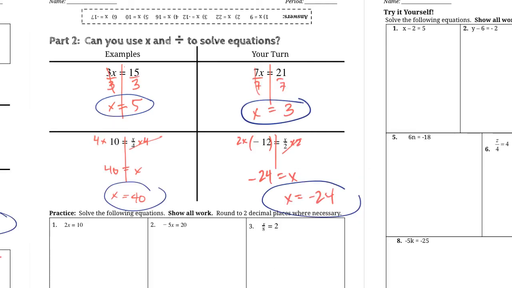So here we go. Here are the answers. For the first one, we needed to get rid of the 7 by dividing by 7. And 21 divided by 7 is 3. For this one, we needed to get rid of the divided by 2, so we had to multiply by 2. So on the left side, 2 times negative 12 gives us negative 24, so the answer was negative 24.